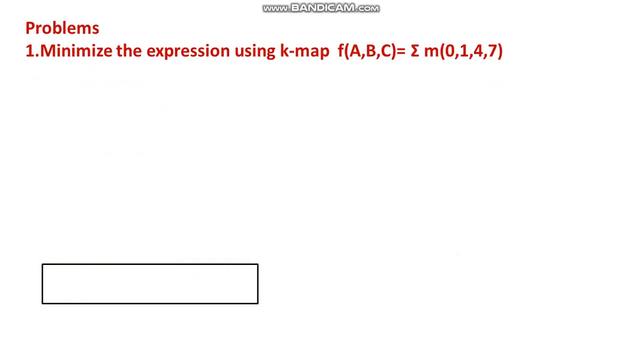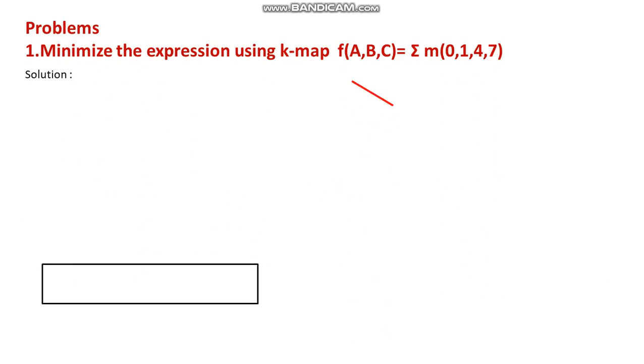So we'll go for the first problem. Minimize the expression using K-map. F of A, B, C is equal to summation of m 0, 1, 4, 7. Summation of m means this is an SOP expression. How many variables do we have here? Three variables, A, B, C. So we will solve using K-map.